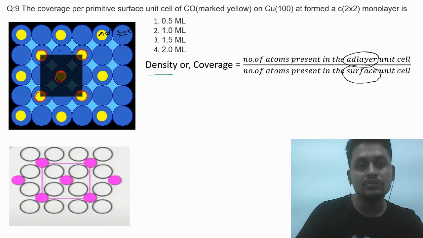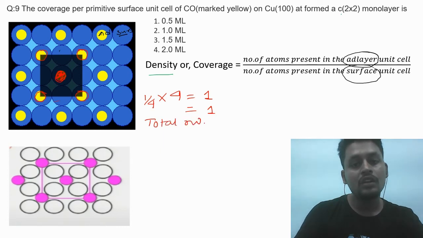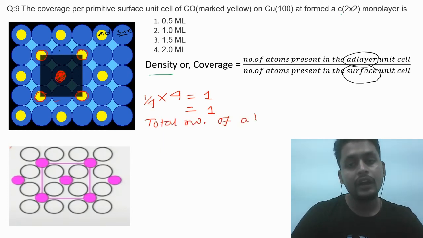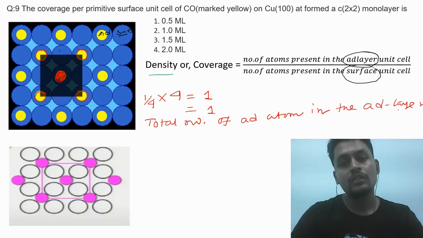So all the add atoms in the corner will be shared. This means this is a primitive cell. The four add atoms in the corner will contribute one atom, and also one atom which is not shared by anyone. That means again one atom. So the total number of add atoms in the add layer is 1 plus 1, that means 2, right?